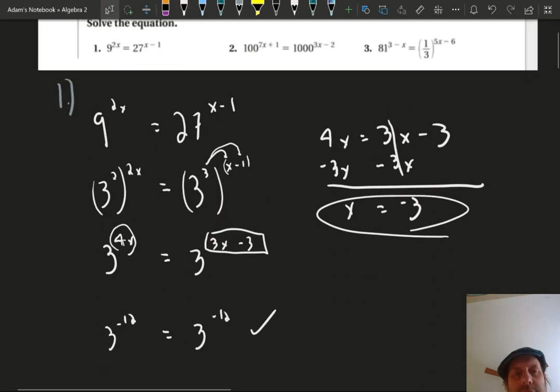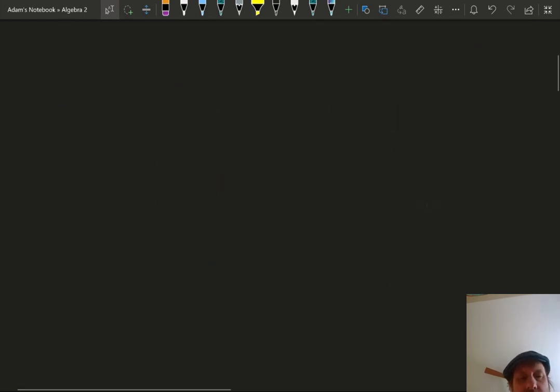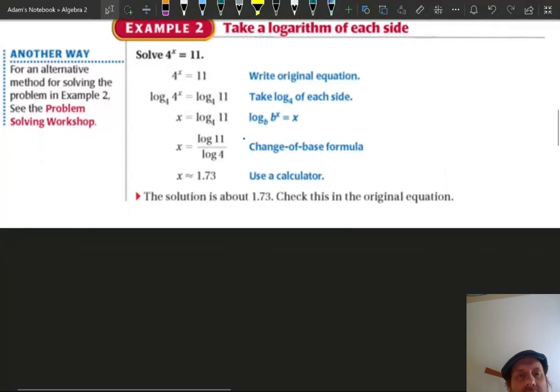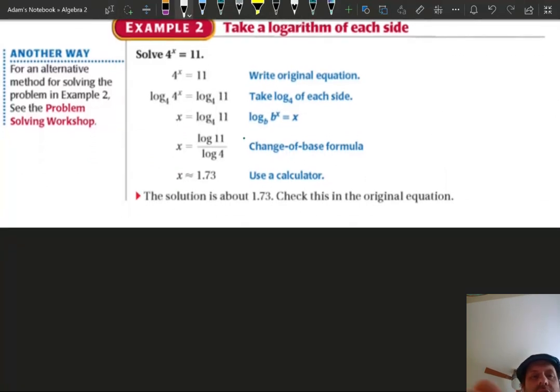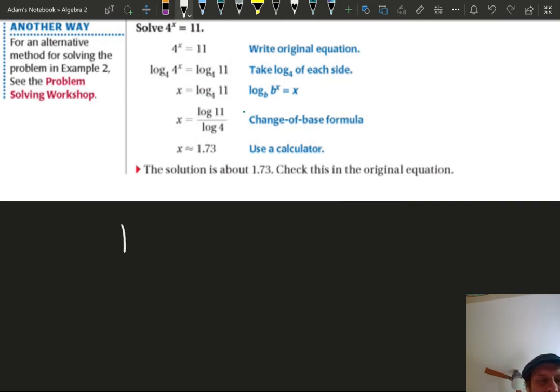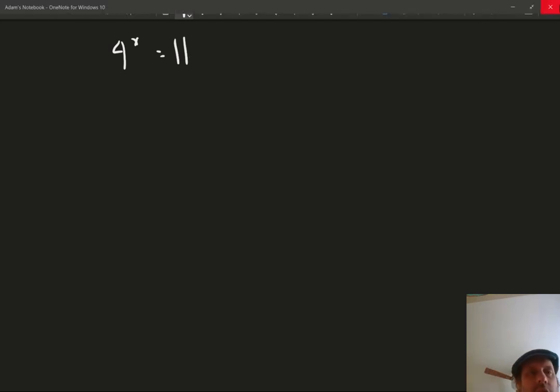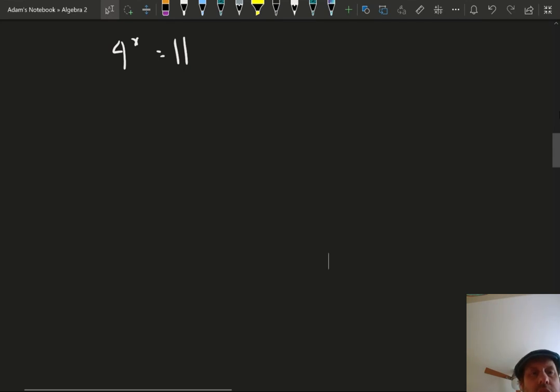All right, so that's how you would do number one if you're not using logs. Now, sometimes it doesn't work out so nicely, right? So let's look at one that doesn't work out so nicely. We have 4 to the x power equals 11. So why is it that I can't just equate the bases like I did before? Because 4 is 2 to the second, but 11 is nothing. It's 11 to the first, and that's it, right? Okay, no problem. So what will we do here?